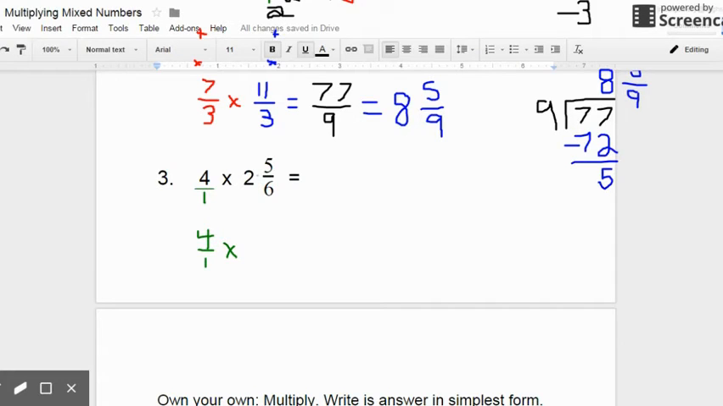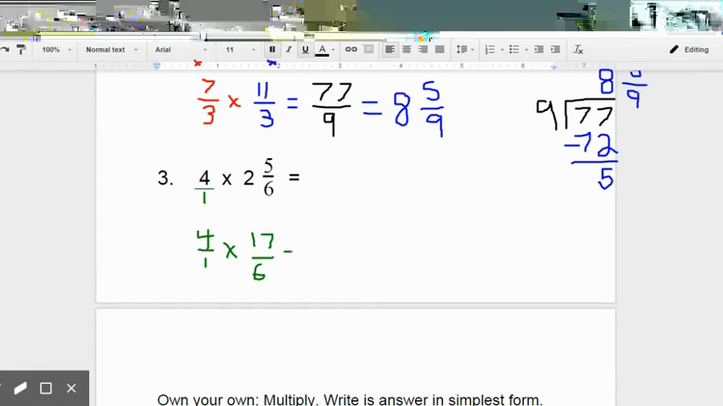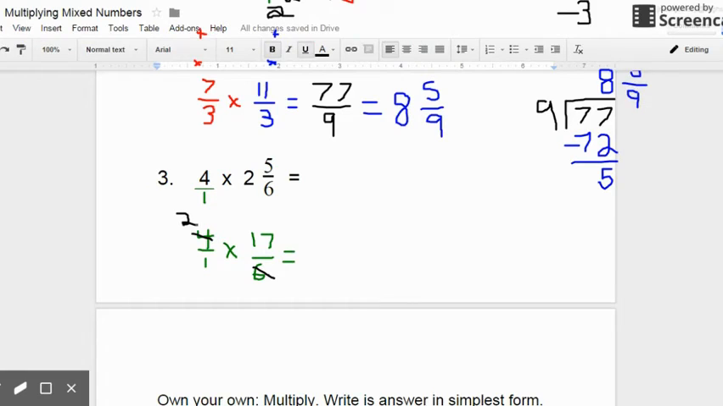6 times 2 is 12, plus 5 is 17. So we go ahead and we bring down the denominator. Divided by 2, and I get 2 on top and 3 on the bottom. Well, my time's about to run out, so go ahead and go to the next video, and we're going to finish this problem up.